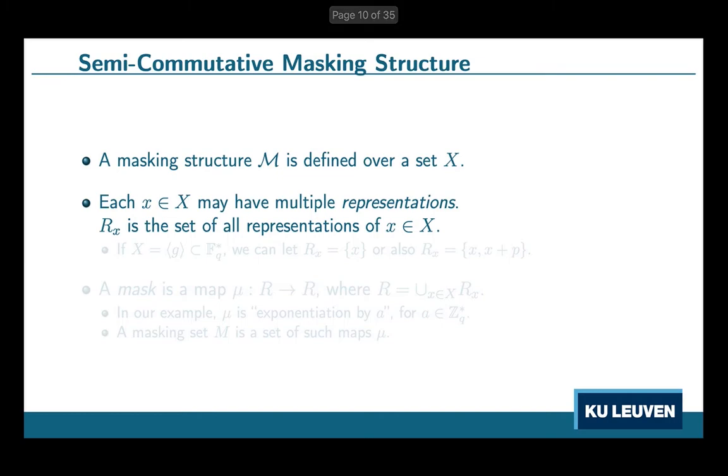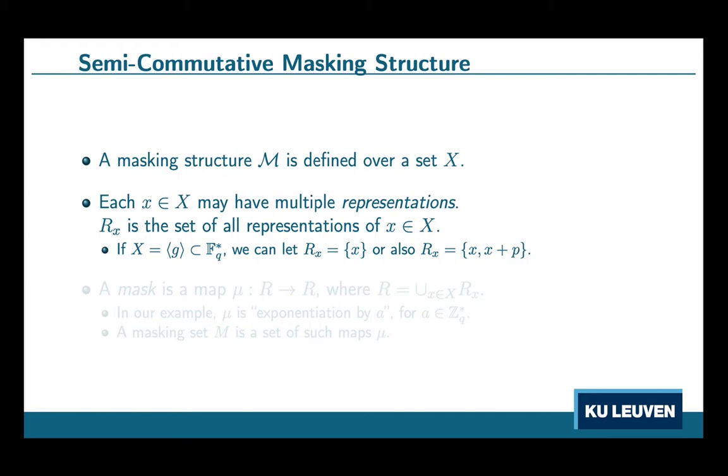Now, each element in this set can be represented in a different way within our structures, and we label by R_x the set of all representatives of a given element. So to take as a running example the discrete logarithm setting, we can let the set be the cyclic group of points of order p within the field F_q.